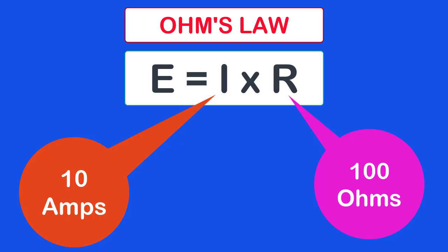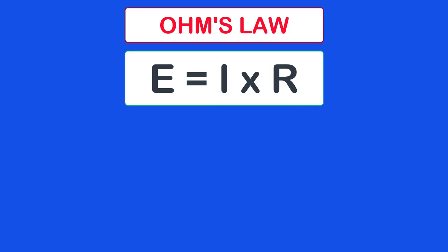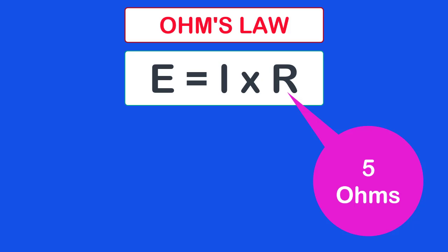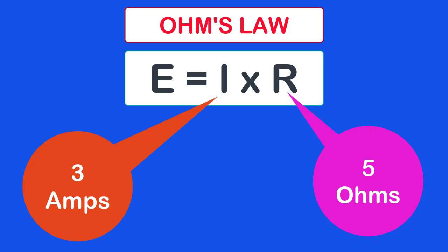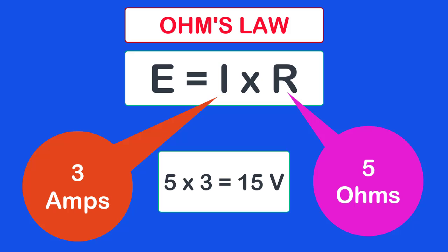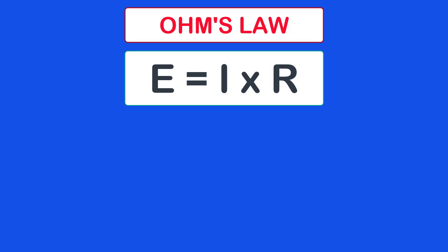Let's try it again. If the resistance in a simple circuit is 5 ohms and the current is 3 amps, what's the missing number? To get the missing number E, you just multiply 5 times 3. The answer you get is 15. 15 what? 15 volts. So E is equal to 15 volts.